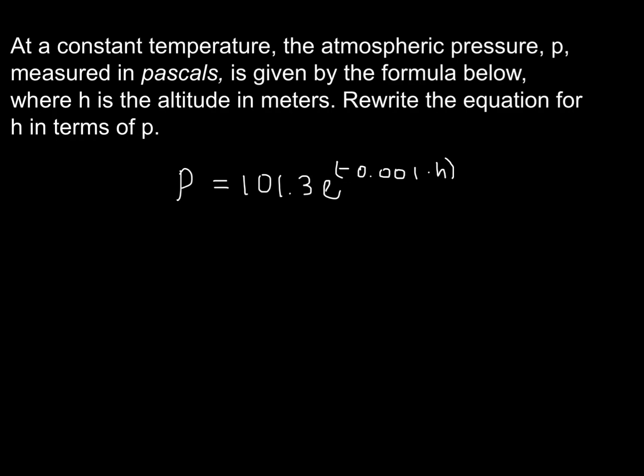And lastly, we have a situation where at a constant temperature, the atmospheric pressure P, which is measured in pascals, is given by the formula below, where H is the altitude in meters. Rewrite the equation for H in terms of P. So here we have the equation. I want you to rewrite this as H in terms of P, and I want you to post your formula, H, in terms of P, in your comment along with your question or your answer. All right?